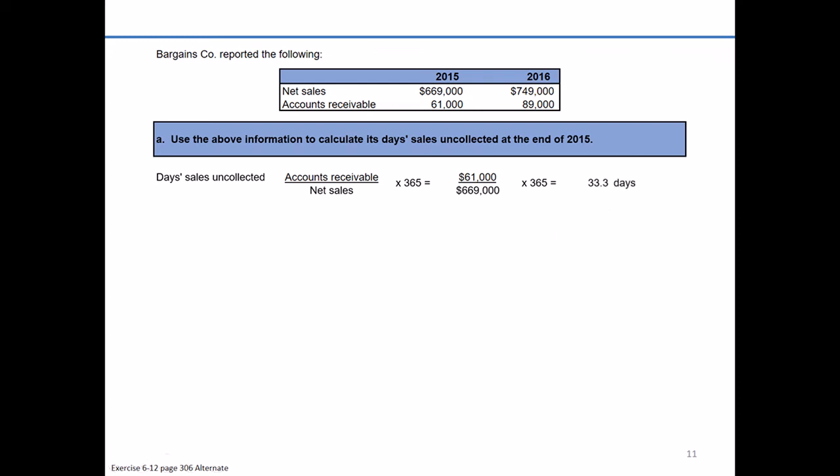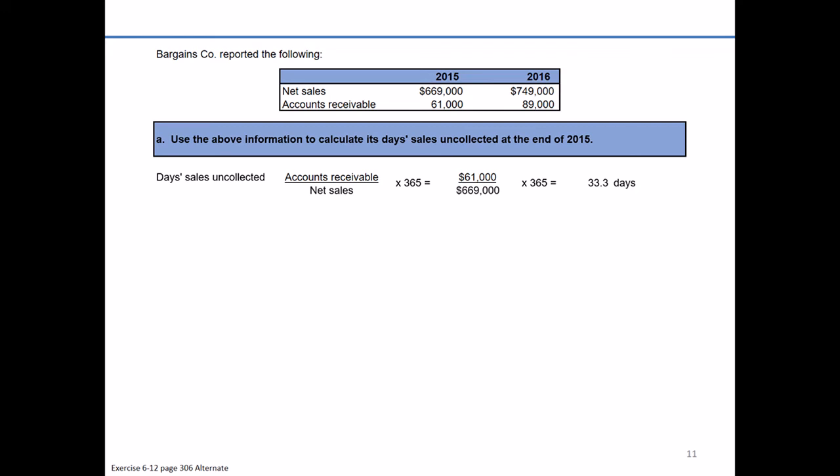In the instructions, it points out to round the number of days to 1 decimal point, so that's why we have 33.3 days. If you also recall from the chapter, days sales uncollected is going to give us the average amount of time it takes to typically turn its accounts receivable into cash. So it's a measure of liquidity, how much cash we have available based on how quickly we're able to turn our accounts receivable into cash.